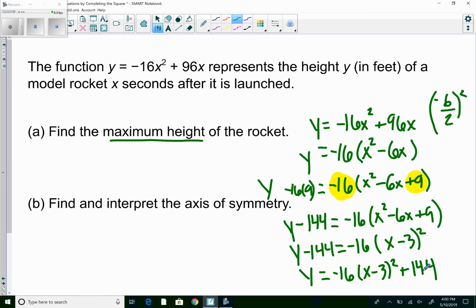Okay, so now they want to know what is the maximum height of the rocket. If we think about this, our x coordinate is 3, our y coordinate is 144. If we think just on this xy axis here, height, remember, is our y coordinate. So the height would be 144 feet.